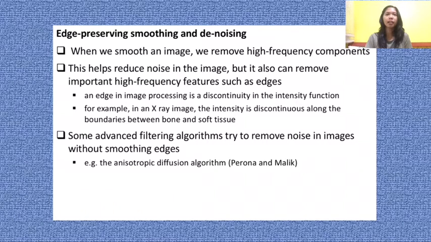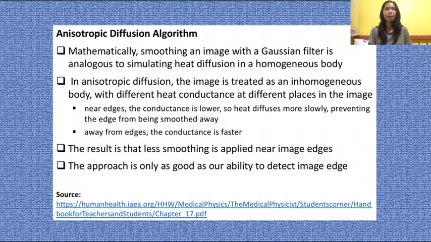Some advanced filtering algorithms try to remove noise in images without smoothing edges. For example, the anisotropic diffusion algorithm by Perona and Malik. Mathematically, smoothing an image with a Gaussian filter is analogous to simulating heat diffusion in a homogeneous body. In anisotropic diffusion, the image is treated as an inhomogeneous body with different heat and conductance at different places in the image. Near edges, the conductance is lower, so heat diffuses more slowly, preventing the edge from being smoothed away.